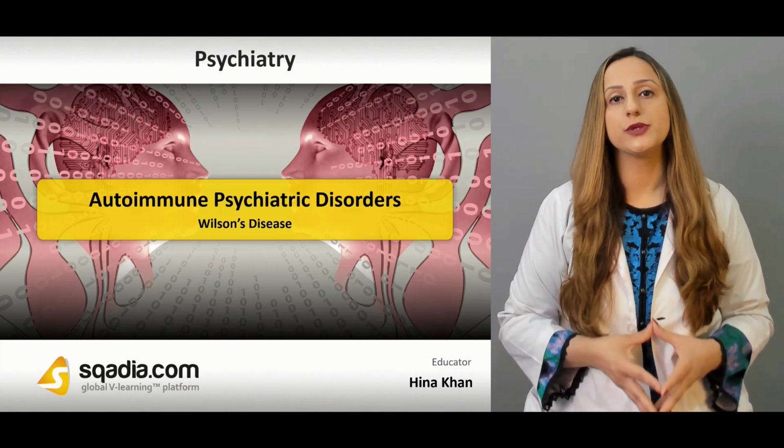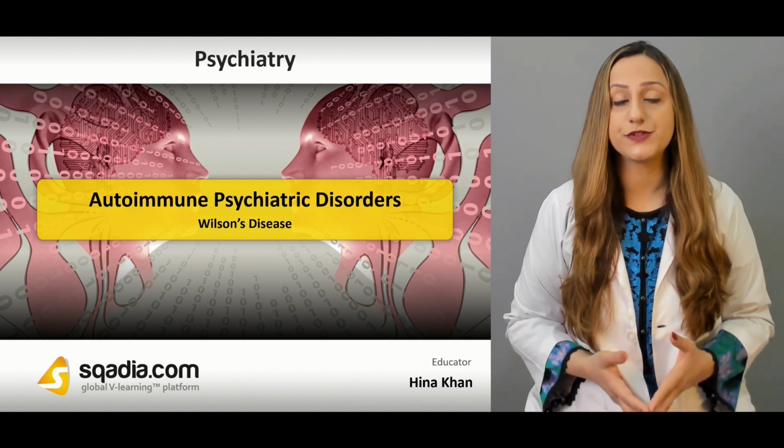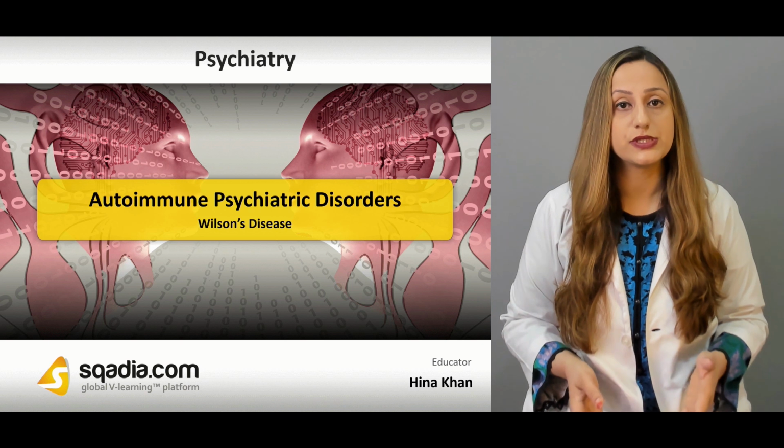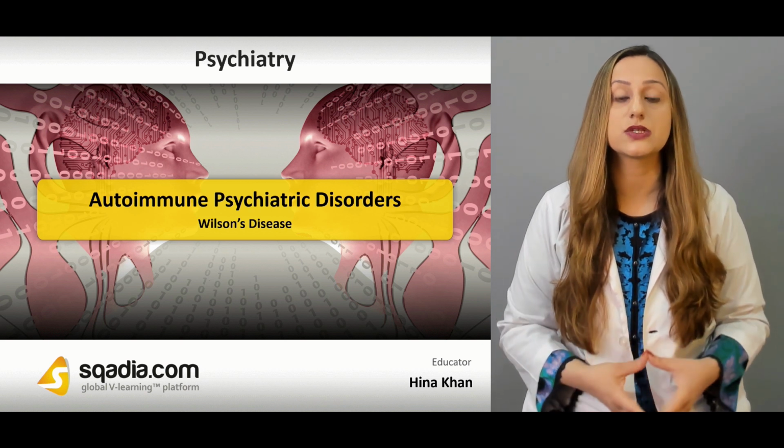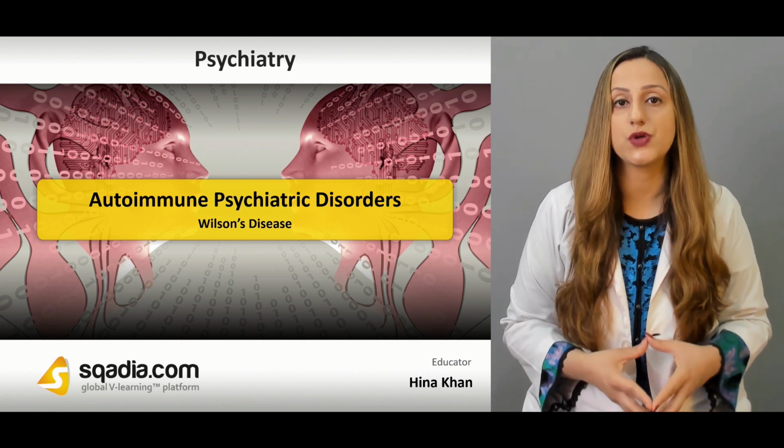Listing the different autoimmune disorders that affect the central nervous system, particularly the basal ganglia, is sometimes involved. We have the different listings ranging from multiple sclerosis, Parkinsonian disease, Huntington's chorea or Huntington's disease, and then we have another disorder which is known as Wilson's disease.